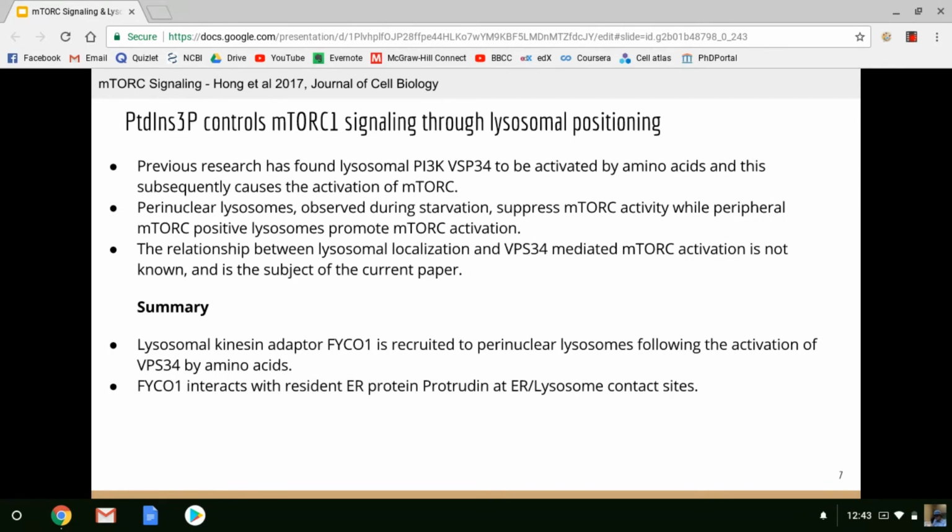Once VPS34 phosphorylates the lysosomal membrane phosphatidylinositol and recruits FICO1, FICO1 then interacts with another protein called protrudin. Protrudin is a resident ER protein. Remember, the ER is perinuclear, so these ER lysosomal contact sites would only be occurring during starvation when lysosomes are also perinuclear.